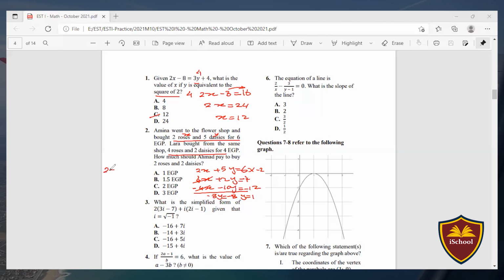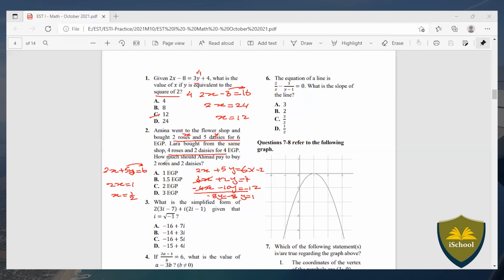Come back and substitute in the first equation to find the value of x. So 2x plus 5 equals 6. 5 goes to the other side, then 2x equals 1. Then the value of x equals half. The last part of this question: how much should Ahmed pay to buy 2 roses and 2 daisies? We know that 2 times half plus 2 times 1 equals 3. Then the result will be D.